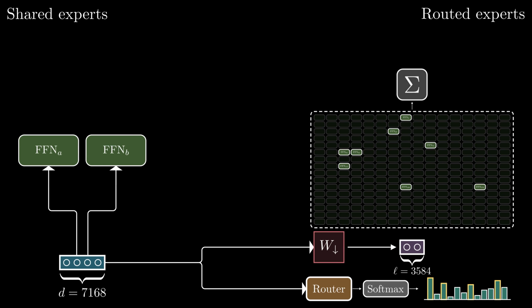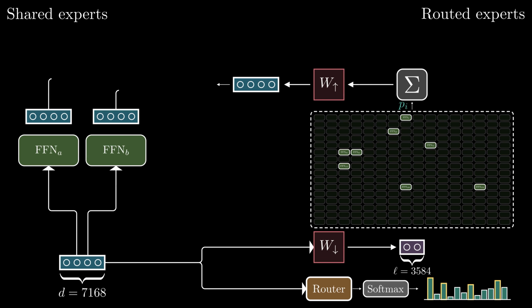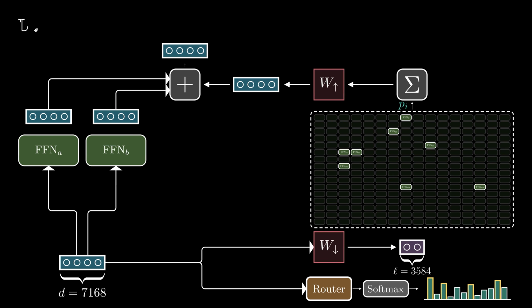After aggregating the expert outputs using the router probabilities, we project the result back to the original d-dimensional space by a second matrix, W up. The final output is the sum of the outputs from the shared experts and specialized routed experts. This is latent mixture of experts. Latent MoE cuts routed parameters and communication, so the model can spend what it saves on more experts and more of them active per token. Better accuracy at a similar inference cost.